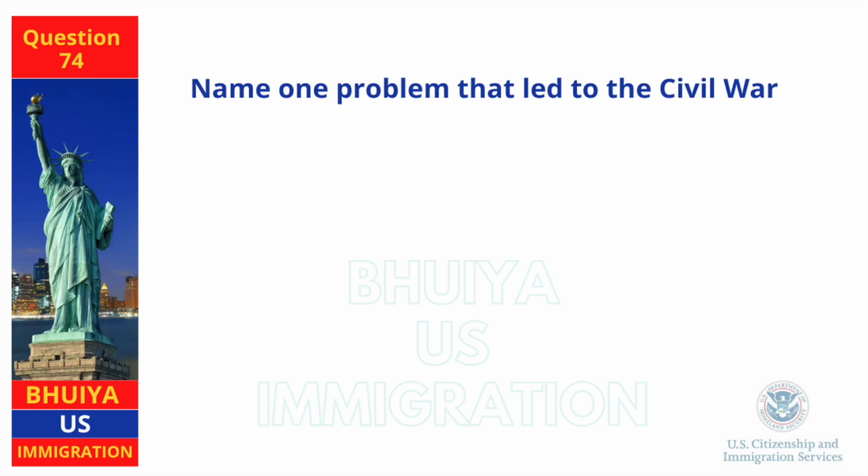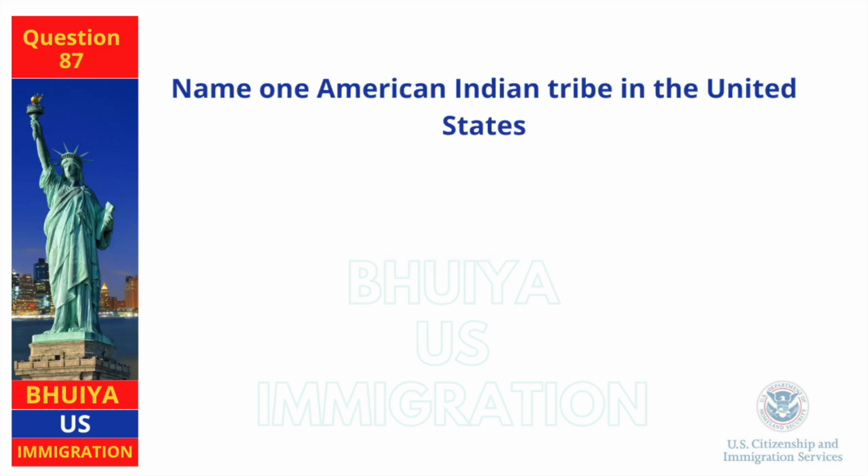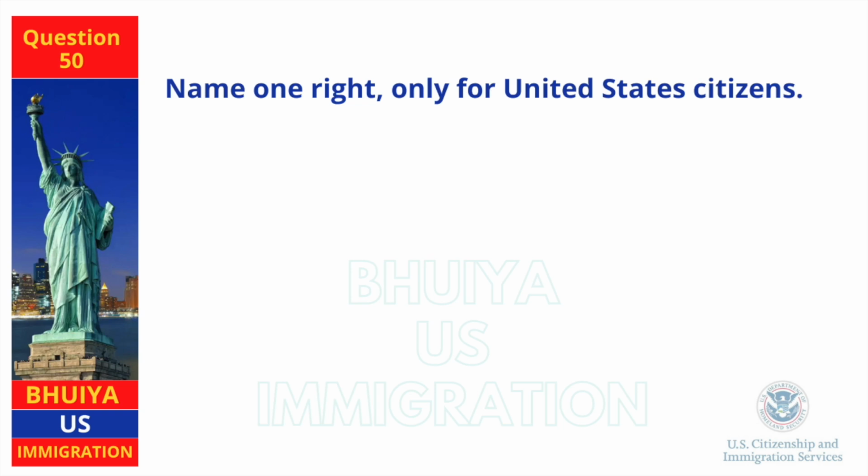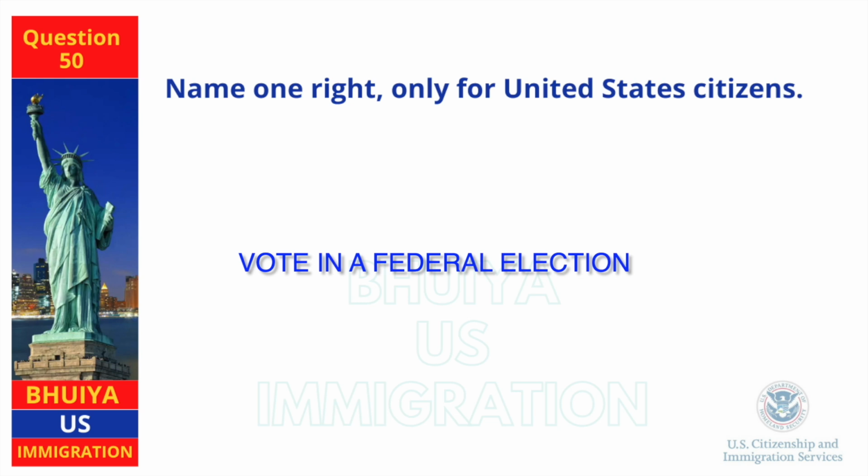Name one problem that led to the Civil War. Slavery. Name one American Indian tribe in the United States. Cherokee. Name one of the two longest rivers in the United States. Missouri River. Name one right only for United States citizens. Vote in a federal election.